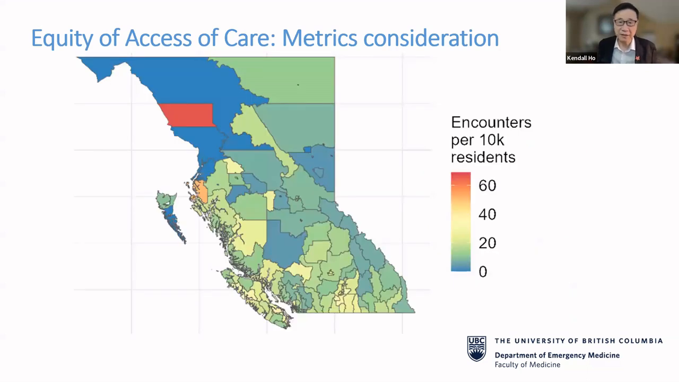So this is just a graphic illustration in terms of how many residents encounter an 811 per 10,000 patients. You can see that whereas in general you have different color shades, suddenly you have this red box in the top left corner of the province. That area, very hard to get to healthcare, but they're using services heavily, exactly because of that reason.